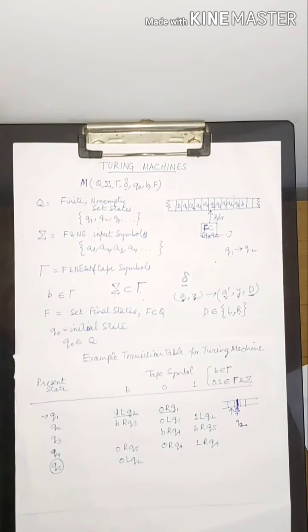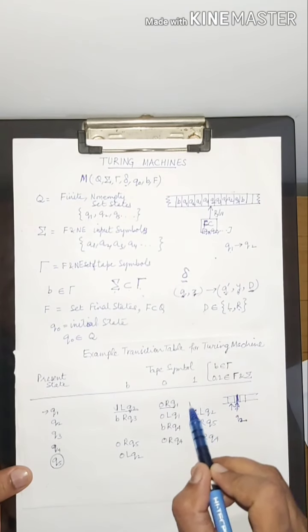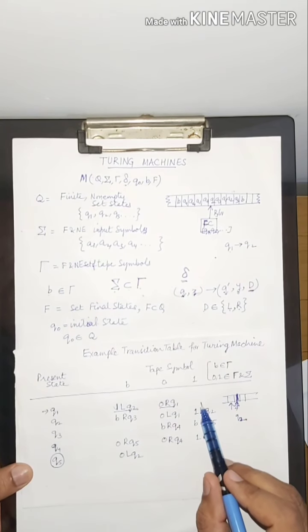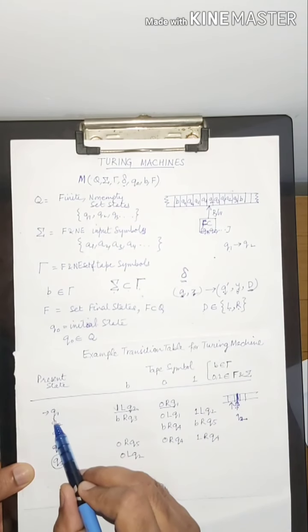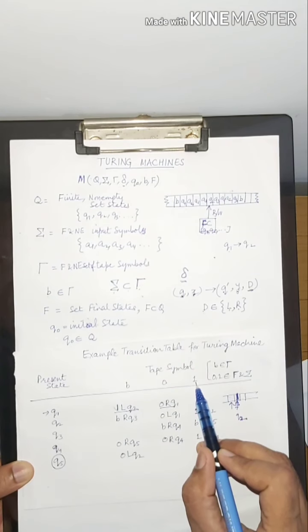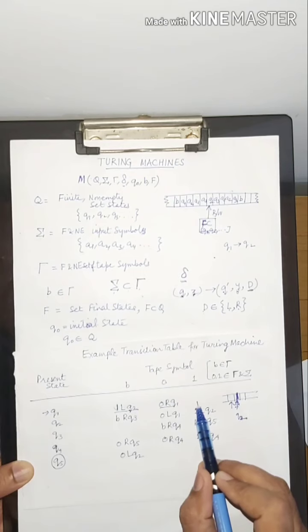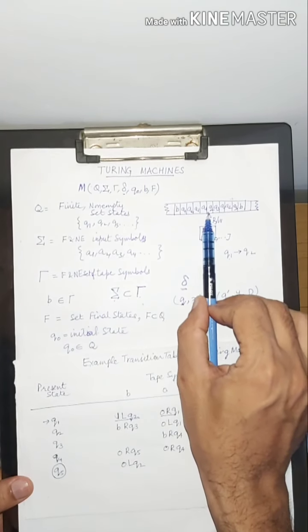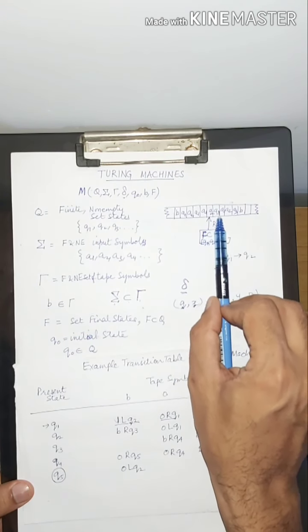And one more thing you need to focus on is that there are a few columns in which there is no entry. This is quite probable and it's valid also. So this means that if the machine is in Q1 state and it faces tape symbol 1, it will do nothing. The machine will halt here.